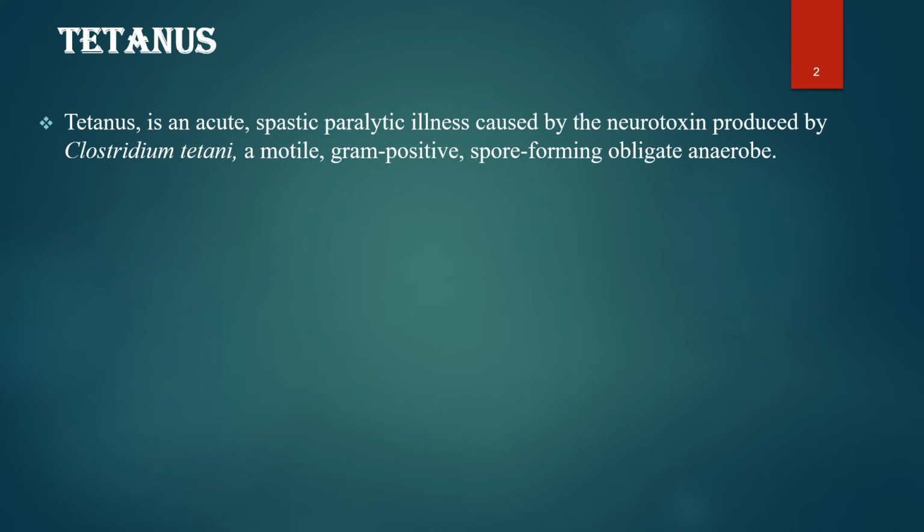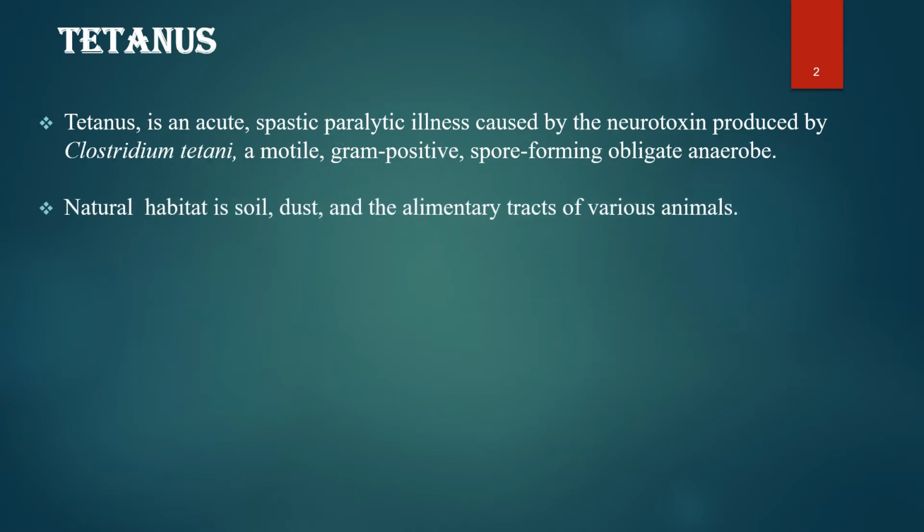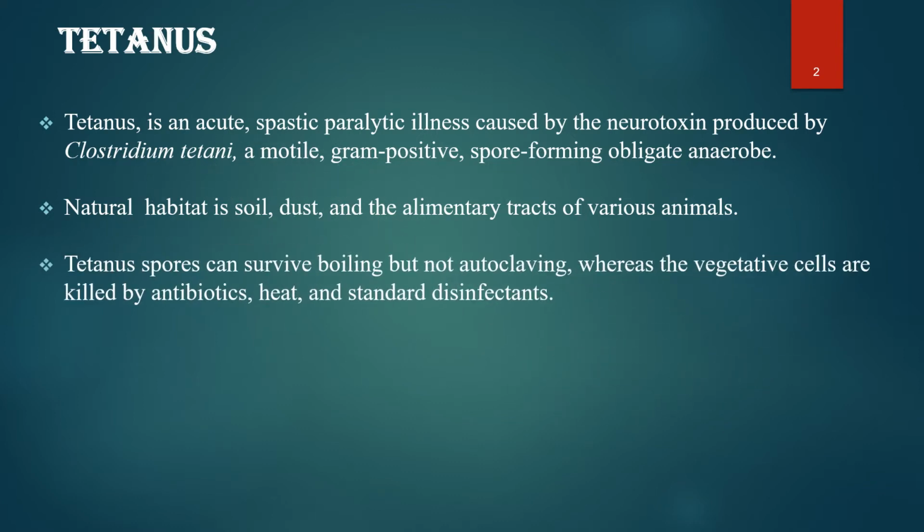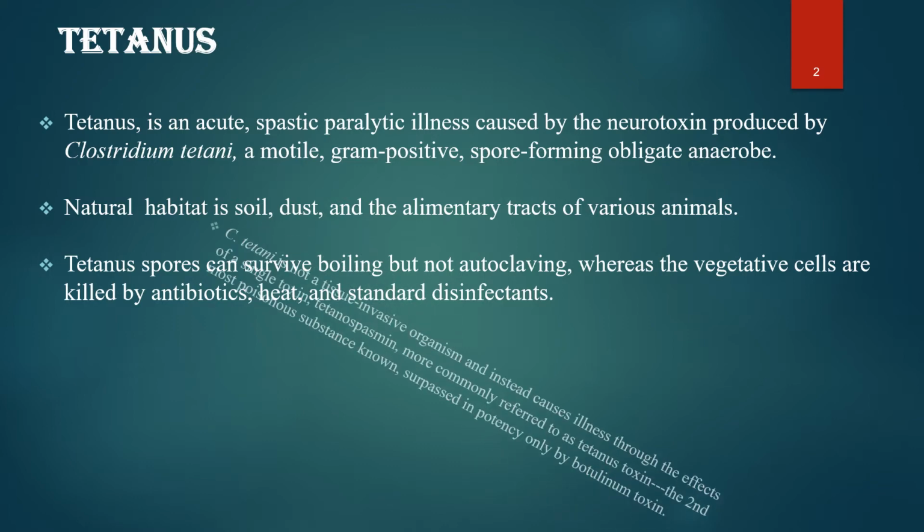Tetanus is an acute spastic paralytic illness caused by the neurotoxin produced by Clostridium tetani, which is a motile gram-positive spore-forming obligate anaerobe. The natural habitat of Clostridium tetani is soil, dust, and the intestinal tracts of various animals. Tetanus spores can survive boiling, but not autoclaving, whereas the vegetative cells are killed by antibiotics, heat, and standard disinfectants.